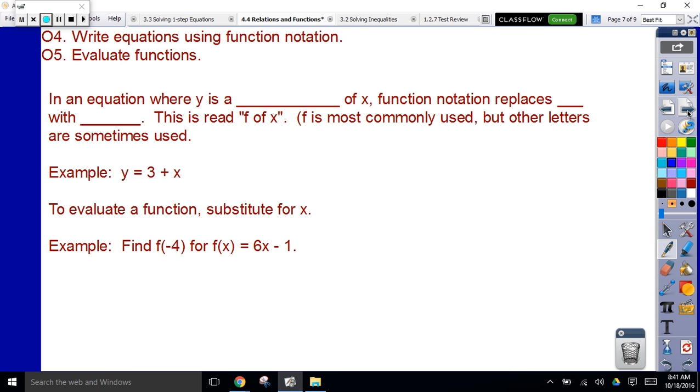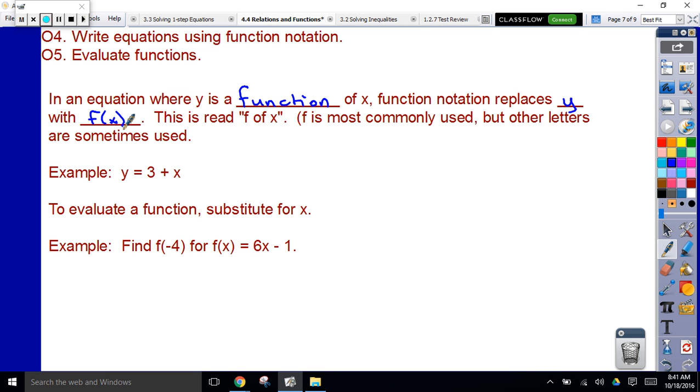Okay, the next one, we have 2 objectives rolled into one, learning how to write equations using function notation and how to evaluate functions. And this is really easy. Sometimes people get confused though and try to make it harder than it is, so don't overthink this one. In an equation where y is a function of x, and there are equations where y is not a function of x, but if it fits all the criteria and each input has only one output, function notation just replaces the letter y with f of x. And we read that f of x.